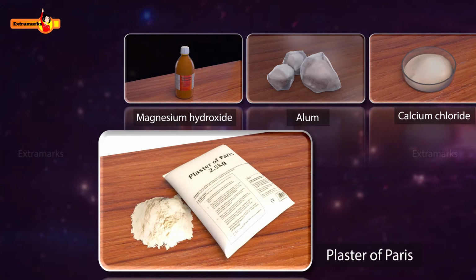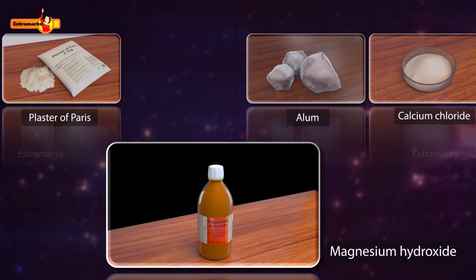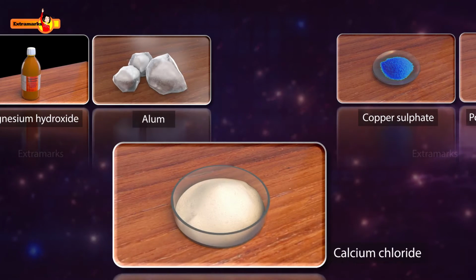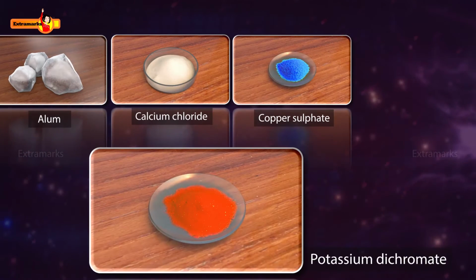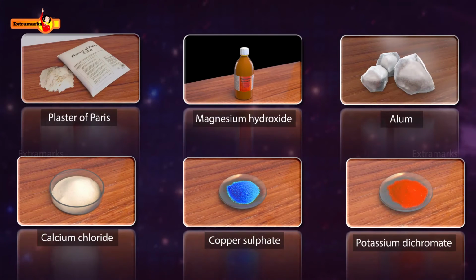Plaster of Paris, magnesium hydroxide, alum, calcium chloride, copper sulfate, potassium dichromate, etc. are examples of some salts.